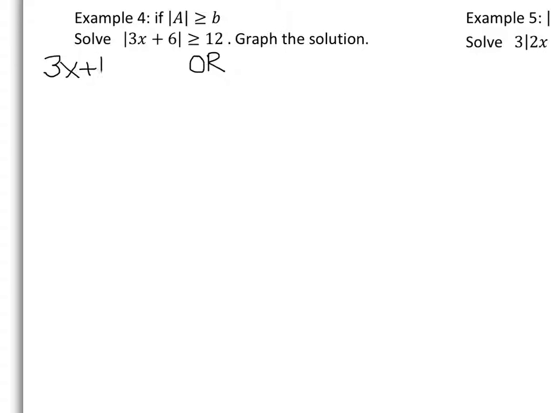3x plus 6, and then do we keep the sign? Yes, and then do we keep the 12 how it is? Yes. Now for the second one, 3x plus 6 stays the same, but what happens to the symbol? It flips. What happens to the 12? It's negative.